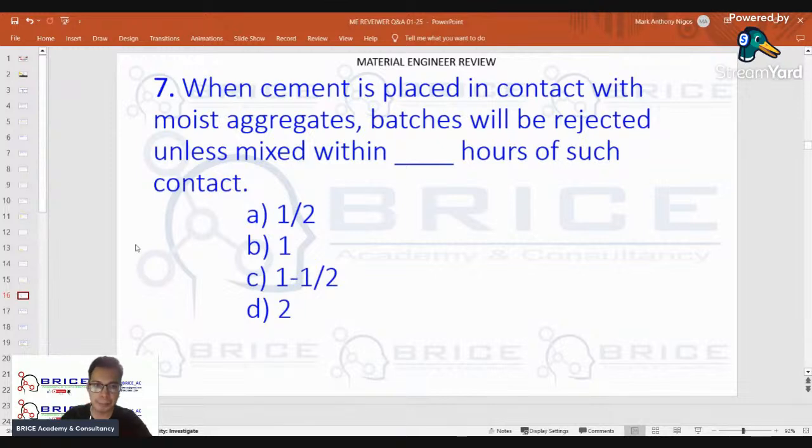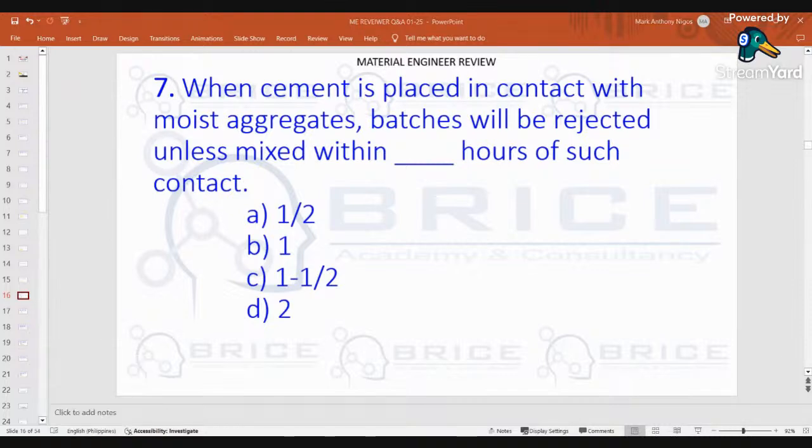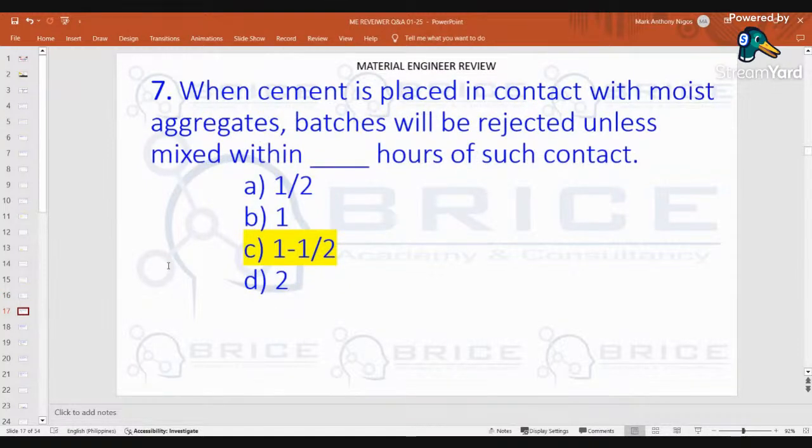Number 7. When cement is placed in contact with moist aggregates, batches will be rejected unless mixed within blank hours of such contact. The answer is, A, 1/2. B, 1. C, 1 1/2. D, 2. Answer is C, 1 1/2.